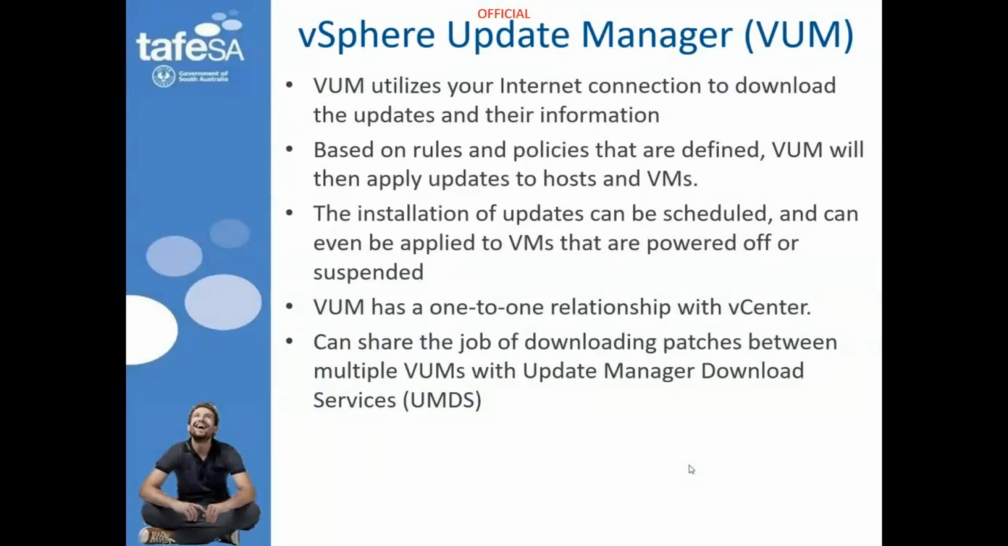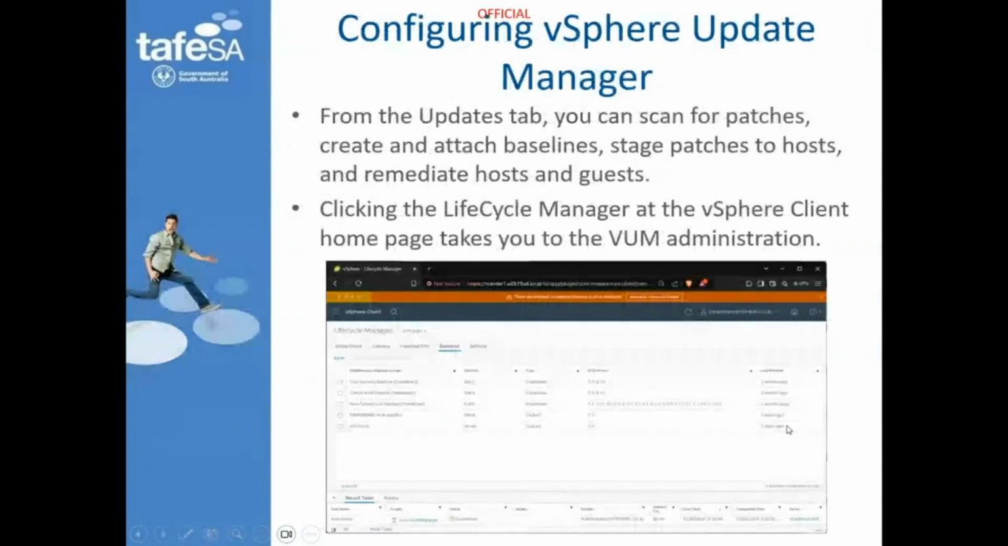VUM has a one-to-one relationship, meaning one to vCenter. One vCenter will have one VUM. You can share jobs of downloading patches between different VUMs. So if you have multiple vCenters, for example, you can share the load of downloading those patches between multiple VUMs with the Update Manager Download Service. But the reality is, why do we need it, right?